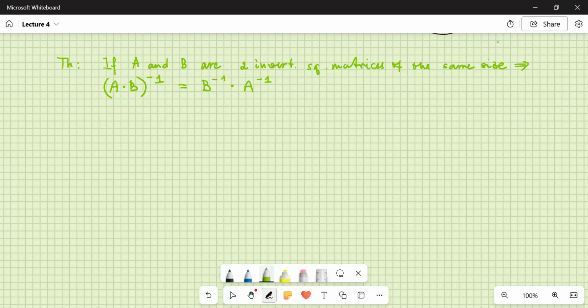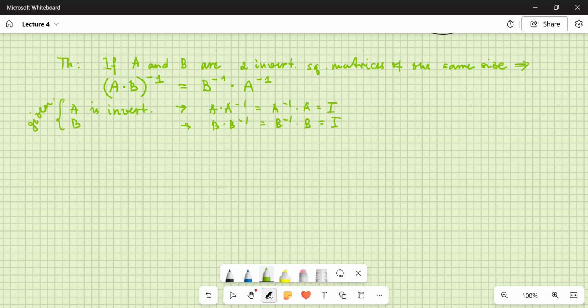I'm going to prove this theorem doing case analysis. So first, I'm going to write down what it means that A and B are invertible. A invertible means that A by A inverse equals A inverse by A equals identity, right? Same for B. B by B inverse equals B inverse by B equals identity. So this is given.